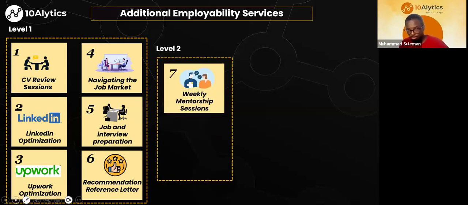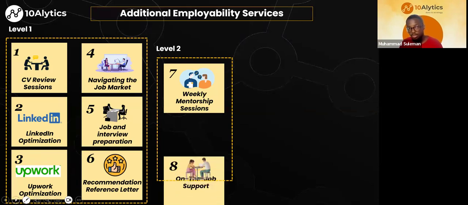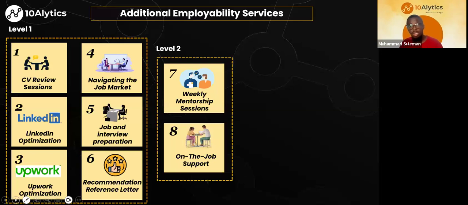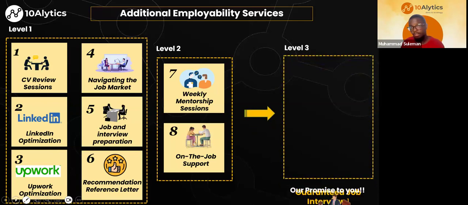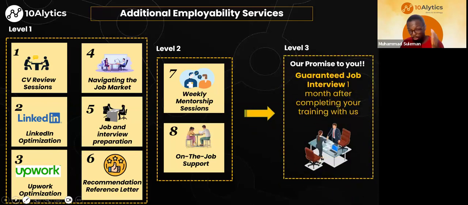In level 2, we have our weekly mentorship sessions. Week on week, we bring on board professionals like myself, founders of Analytics, who will tell you, after applying all of this, if you're not getting results, the reasons why. You can always readjust and stay motivated. Then you also have on-the-job support. After you've gotten a job, we support you for about 1 month to ensure that you settle in perfectly, and then you can take it up from there. And for 2024, we brought in level 3, which guarantees you one job interview 1 month after completing your training program.